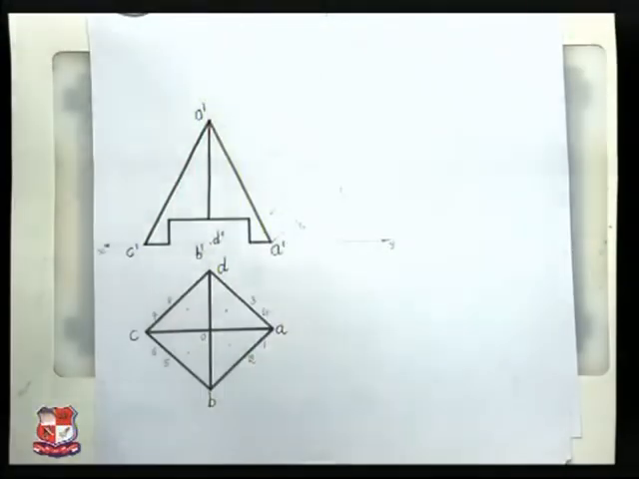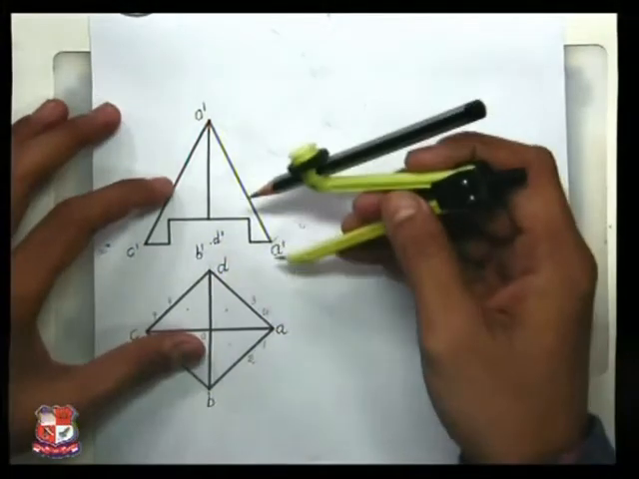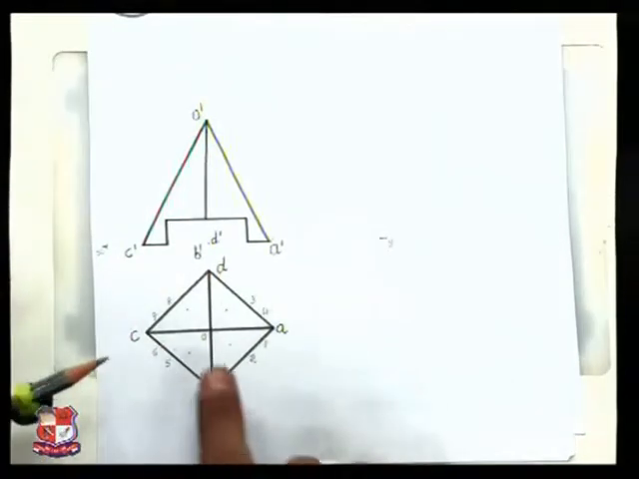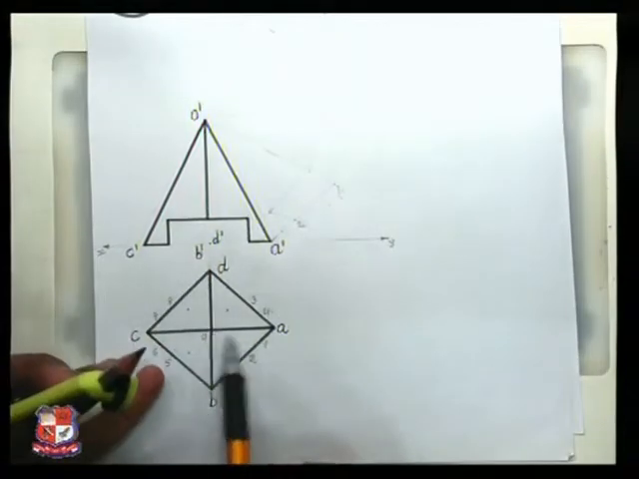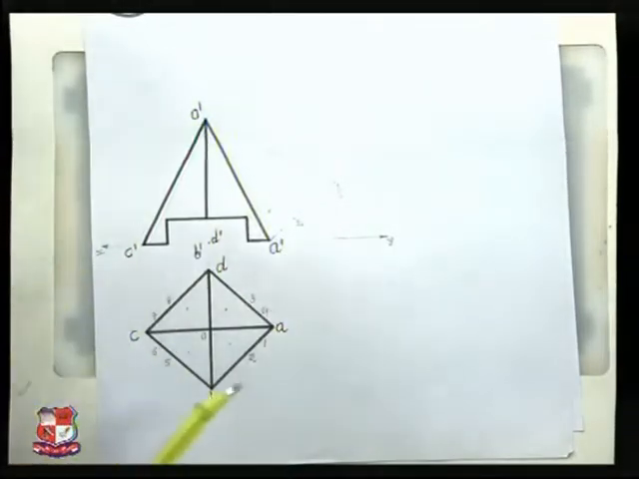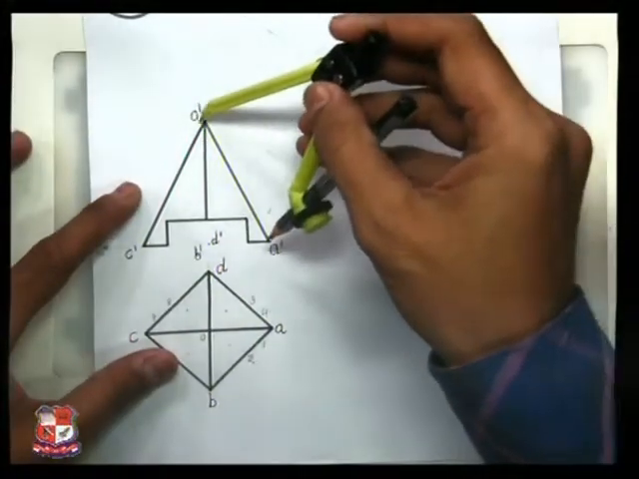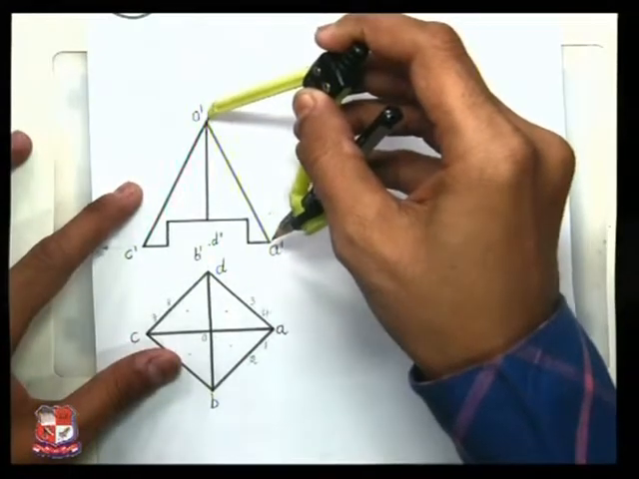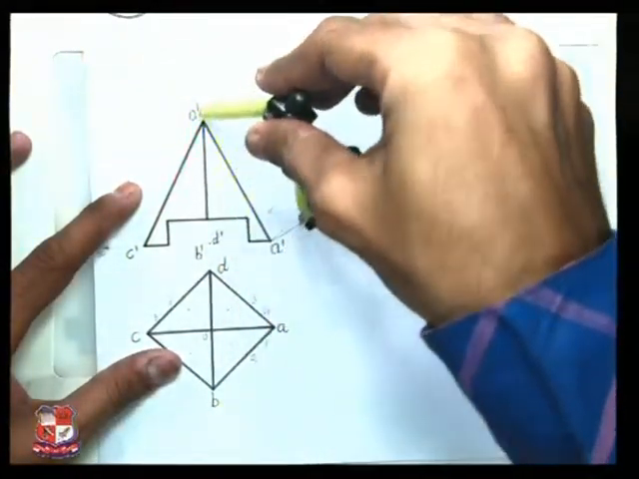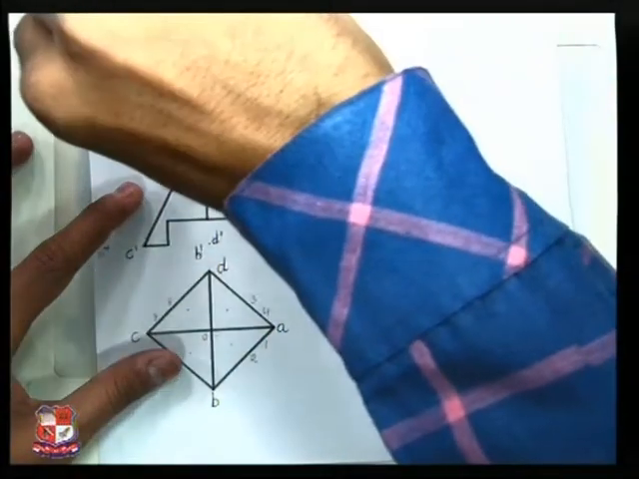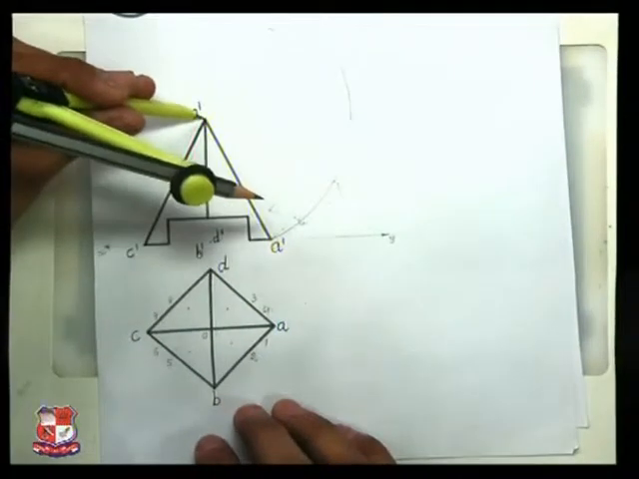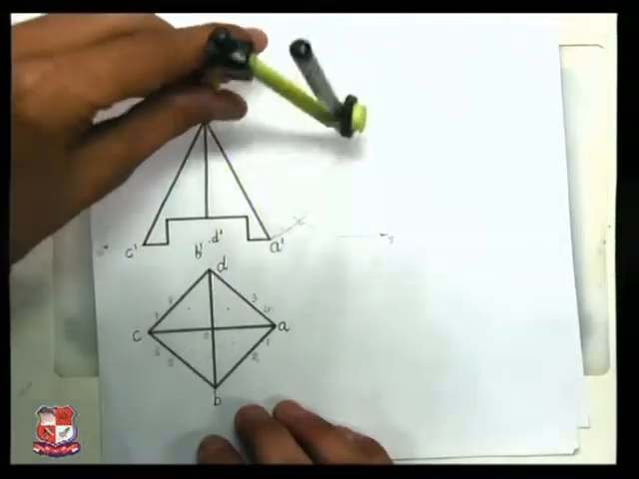Now taking O dash as a center, O dash A dash as the radius, like this. O dash A dash is the radius because OA is parallel to the XY line. So O dash A dash represents the true length of the generator or true length of the slant edge. So take O dash as a center, O dash A dash as a radius, and draw an arc like this. This is the arc.